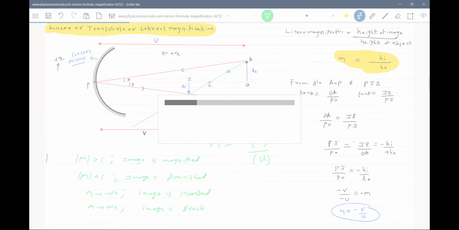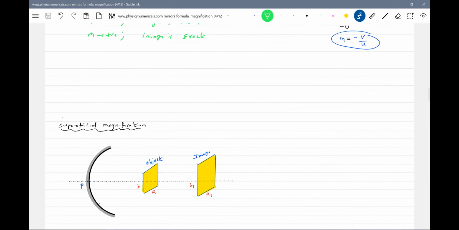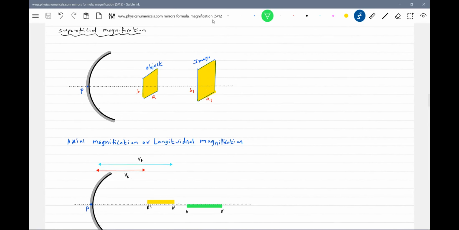Okay, this is about the linear magnifications. I'm going to take all the examples. There's only theoretical derivations. Then I'm going to take all the numericals. I'm going to show how this M positive, negative, greater than, less than 1 will come. Now, superficial magnification.